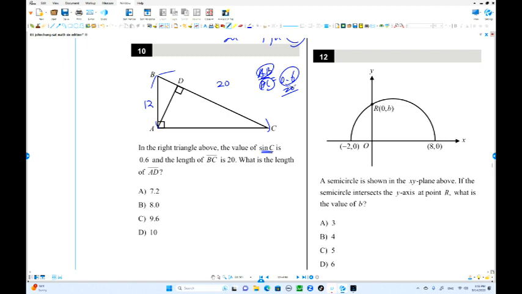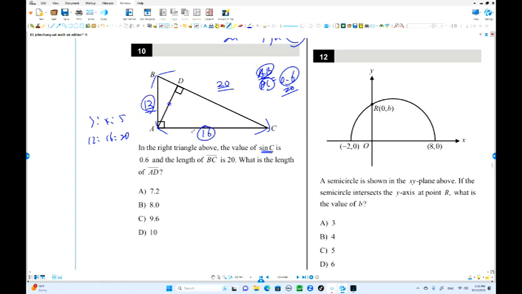So this is 12, and 20. What is this? That is a right triangle triplet again, okay? 3, 4, 5 times 4 here. 12, 16, 20, right? This is 20, this is 12, so the other is going to be 16. What is the length of AD? This length. What is the area of this triangle ABC?